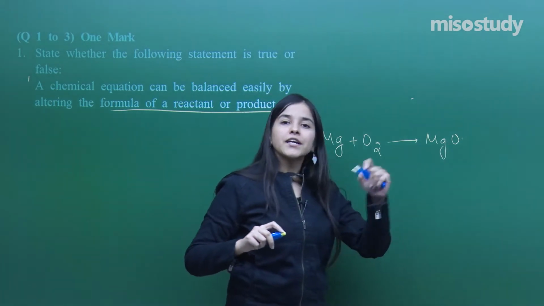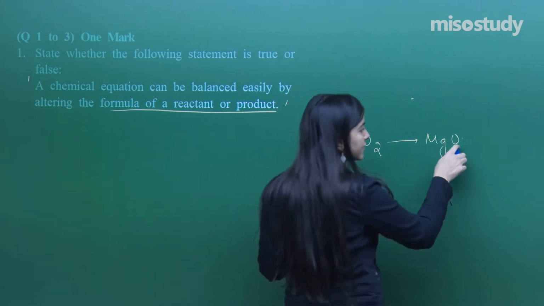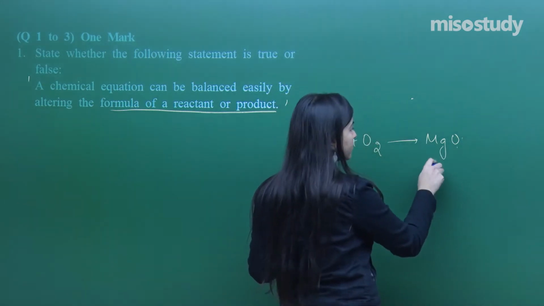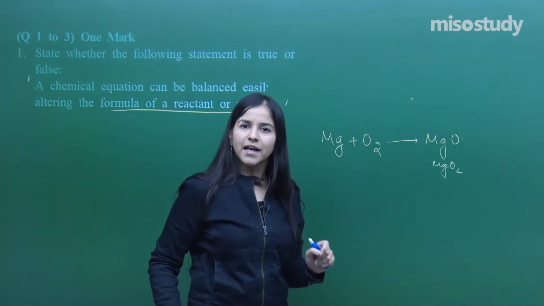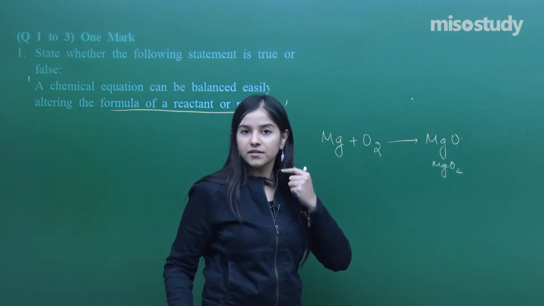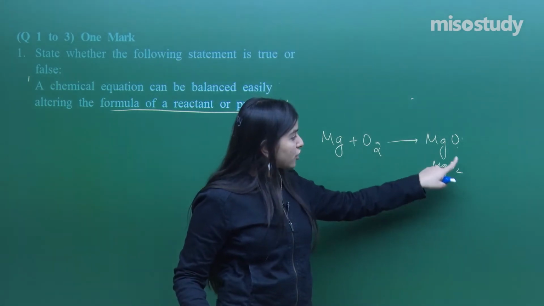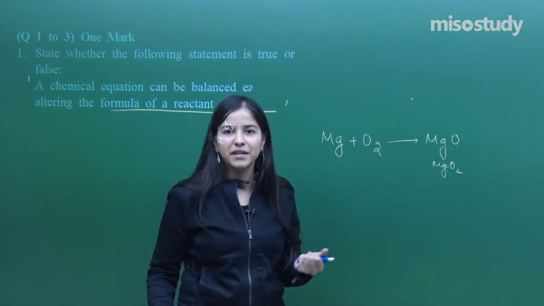If I try to alter this formula, that means if earlier there was one oxygen, I can just make it MgO2 in order to balance the equation. Is it like that? No. The entire compound will be changed, and MgO2 does not exist at all. So how can this balancing be correct?